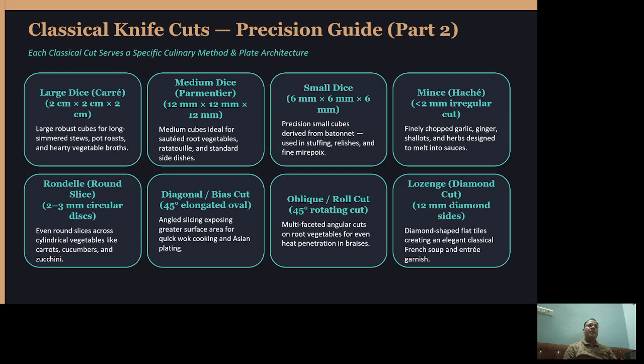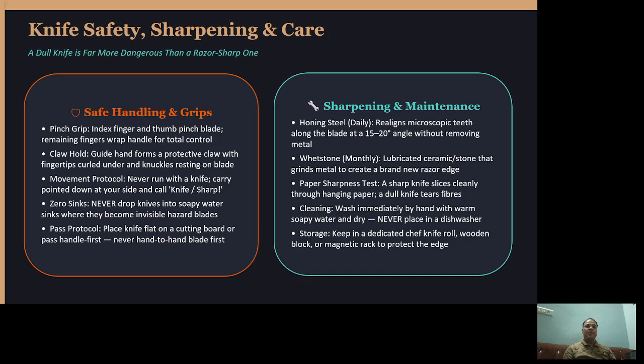Then we have large dice, medium dice, and small dice with us. We have mince, roundel, diagonal, oblique, and diamond cuts with us. So these are some types of cuts we can do with the help of professional knives, and these vegetables can be used in various preparations.